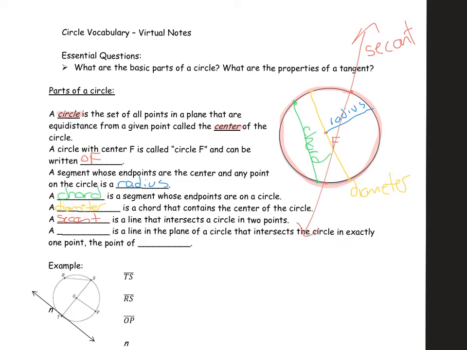And a tangent, I'll use blue, I guess. My color choices are limited here. A tangent is a line in the plane of a circle that intersects at exactly 1 point. So it's outside your circle and just barely touches. Let me see if I can get it to actually touch. Nope, that's not good either. There we go. Barely touches the circle just at 1 point. That is what we call a tangent. And that point where it is touching is the point of tangency. So these are all important vocabulary words that we're going to be practicing.